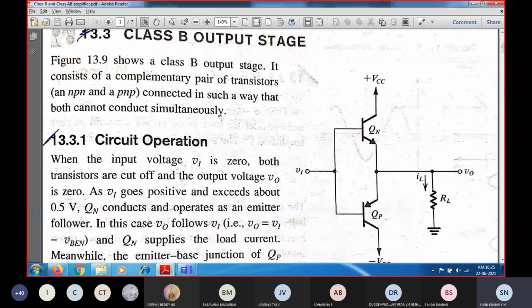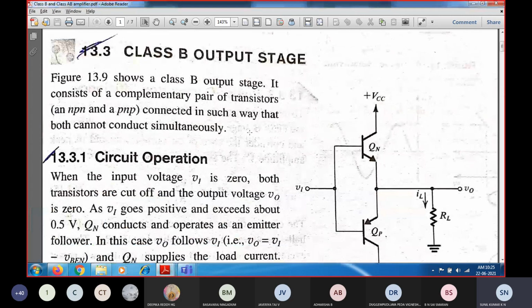So now the class B amplifier is considered. In that class B amplifier, there will be only 180 degrees. The operating angle will be 0 to pi, that means 180 degrees. Okay, so only 180 degrees.